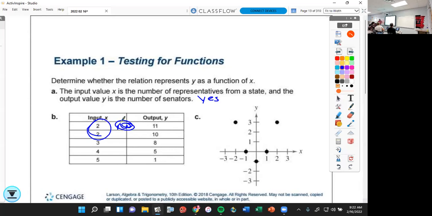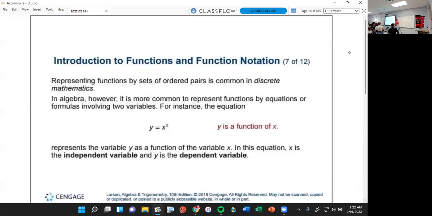No. Okay, part C, is it a function? Yes. Okay. Vertical line test. Passes the vertical line test. So A, we have a verbal description. B, we have a set of points. C, we have a graph. And so that's three different ways of talking about a function.